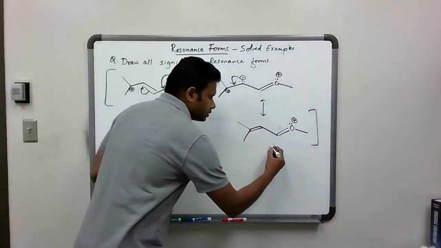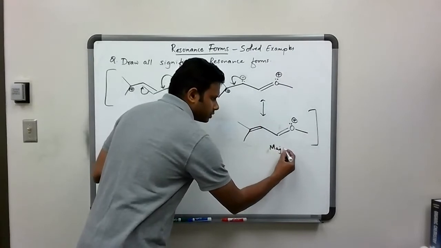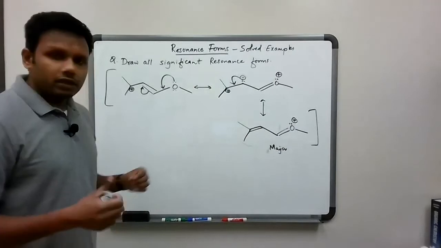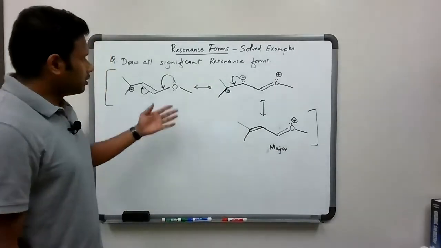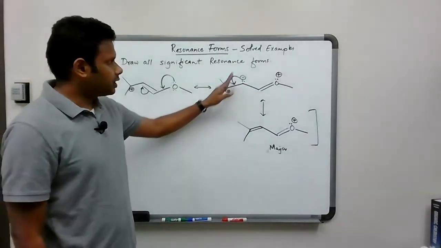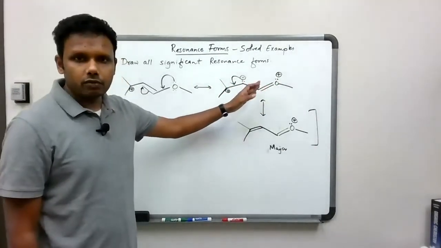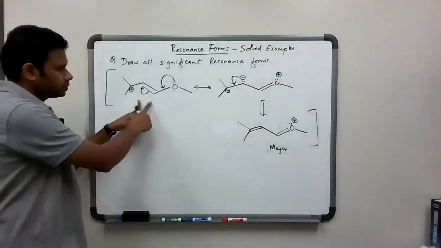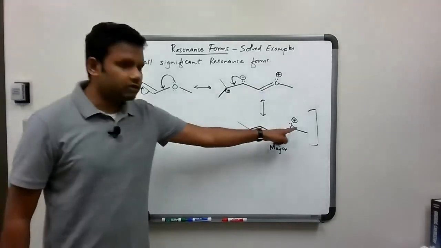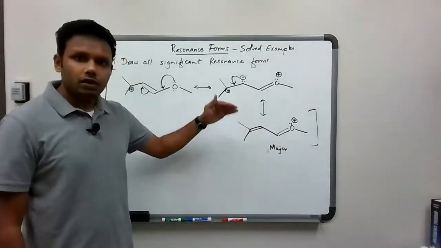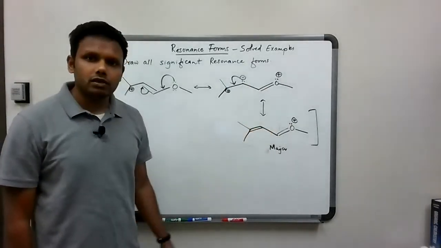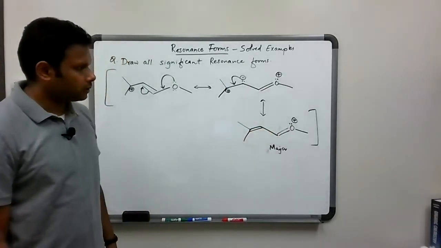So this is going to be our major resonance form, okay? Now, if you look in terms of charge, I would say this is the least contributing resonance form because it has too many formal charges, okay? The first structure and the third structure have the same number of formal charges, but the third structure has all atoms with complete octets. So that is our major contributing structure here, okay?